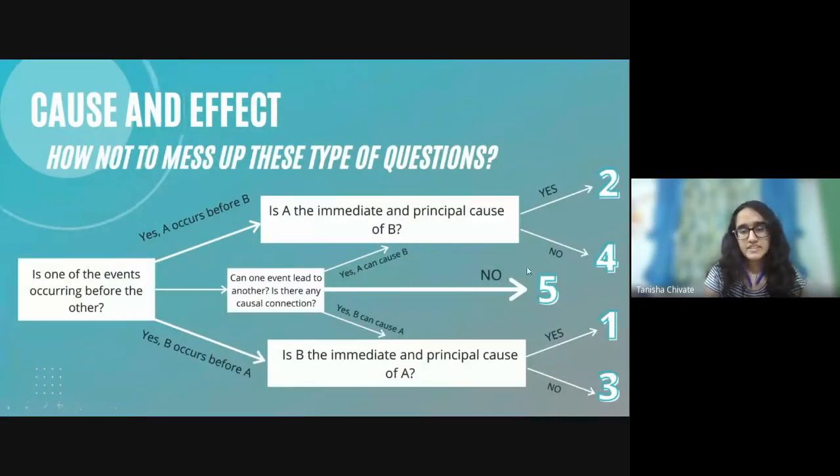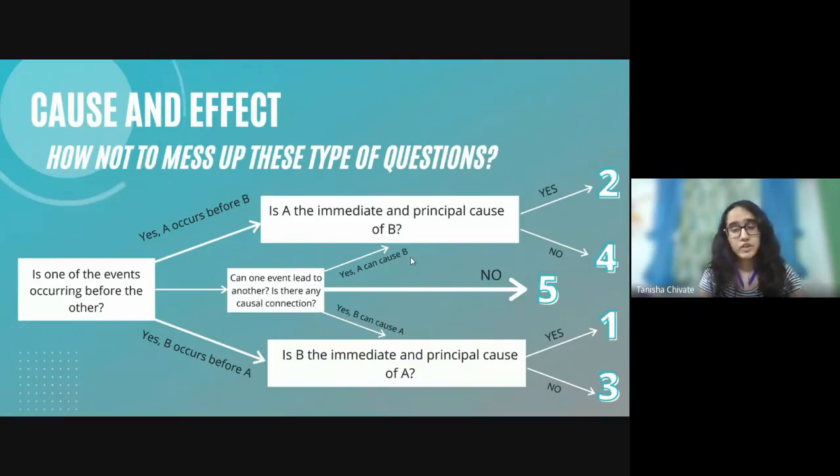Okay, if it's yes, then you again ask yourself the same question, which of them is the immediate and principal cause, and then you go ahead. So if you follow this flowchart and use this as your rationale while attempting every cause and effect question, 99% of the time you'll get it correct.